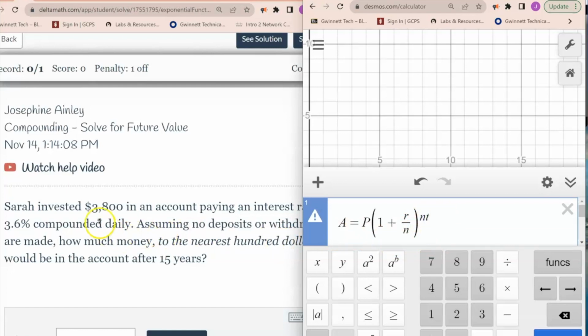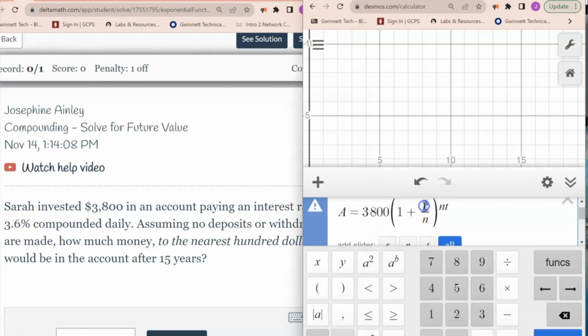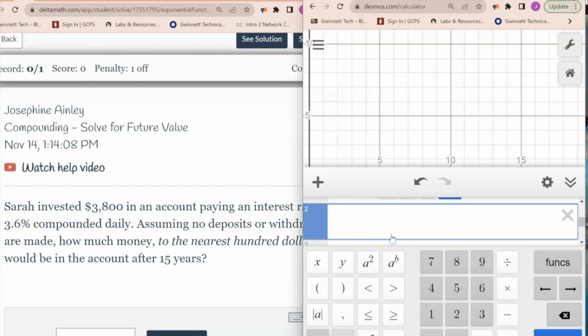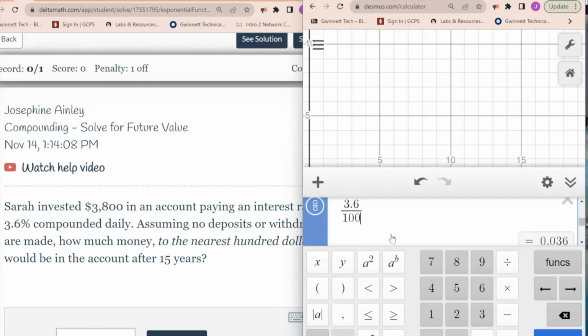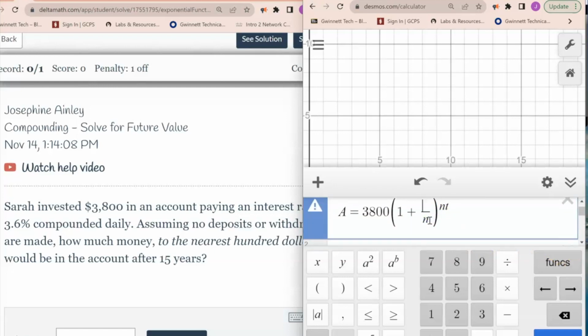So let's put in the numbers that we know. Sarah invested 3,800. Invested. So that's the money she's putting in. That's your principal. In an account paying an interest rate of 3.6%. So that's my interest rate. That's my R. However, you cannot put percent in there. So before you can put percent, you must get rid of that percent. And how do you do that? You divide by 100. So that's 0.036.